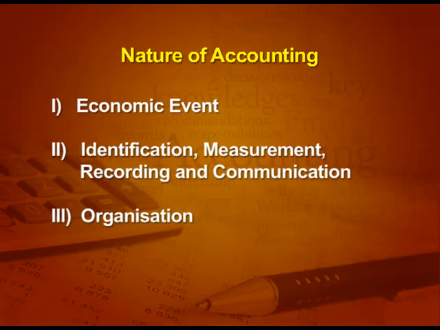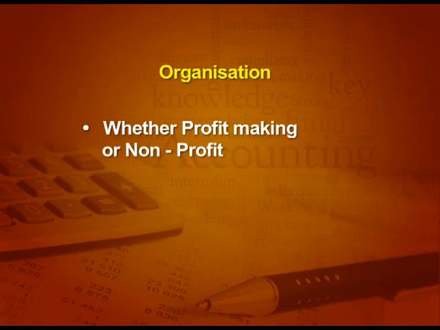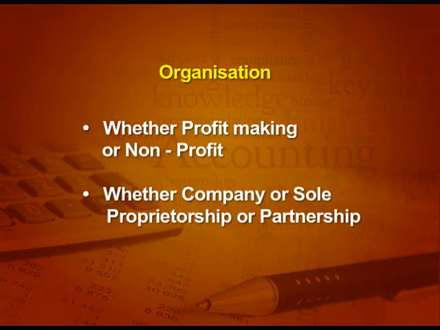Third point, organization. We have to see whether this organization is profit making or non-profit making, whether it is a company or a sole proprietorship or a partnership, whether the size is big or small, because on all these things depends how we are going to do accounting. If it is a profit making organization, our main objective will be to earn profit, but if it is a non-profit making organization, our main aim is not to make profit, but to do something social.